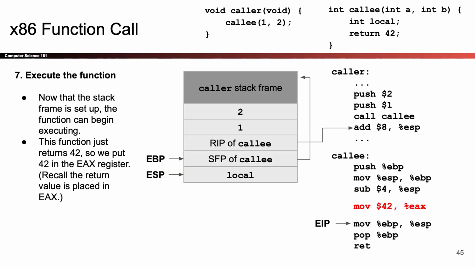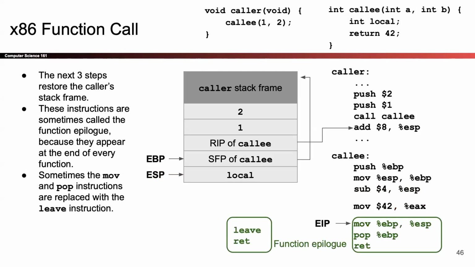And then we execute the line of code in the callee, which says to return 42. Remember, the return value is passed in the EAX. So the way we do that is by putting the number 42 in EAX. And then we execute code to restore everything. The callee is now done. This is called the epilogue. It's basically the same 3 instructions that will be found in every compiled program. It always does the same thing. It's got to undo all the stuff we just did.